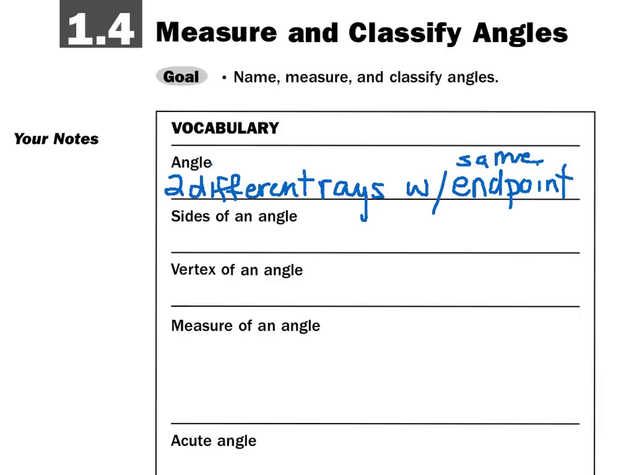So let's draw that real fast. We have A endpoint, and here is a point B, point C. So this would be an angle. An angle is composed of ray AB and ray AC. Same endpoint, so it's an angle. And the sides are the individual rays that make up this angle. Vertex is the common endpoint.